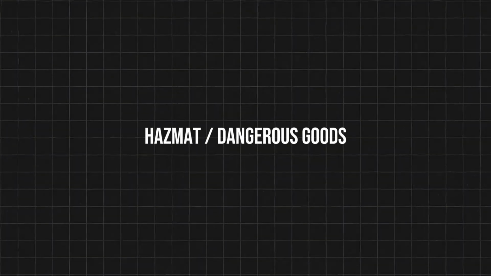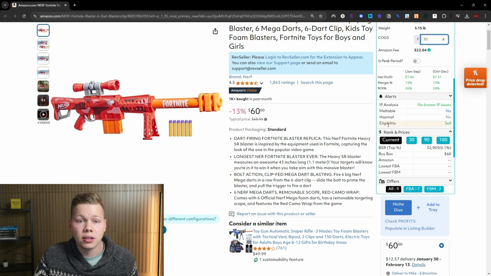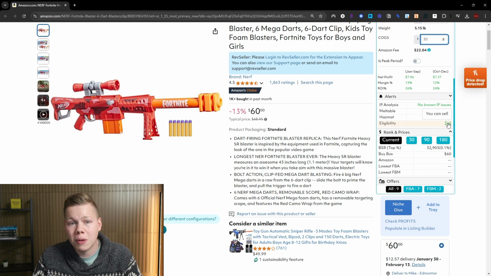Hazmat or dangerous goods, anything like flammables, aerosols, etc., have to be sent to specific fulfillment centers and need to be dealt with differently. So this is, again, not a hazmat product, so we're okay there. And then eligibility. Will Amazon let us sell this product? Or are we gated or need permission in order to sell this product? And so here it says sell. And if you hover over, it says you can sell. So it means our account, because it's hooked up to Hero Launchpad, is eligible to sell this Nerf Fortnite blaster gun. So that's our signals.